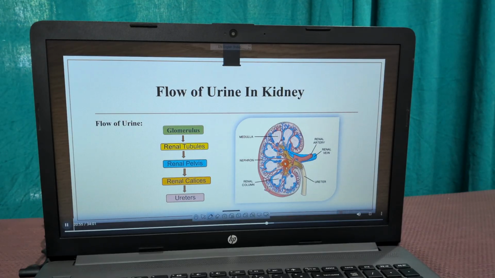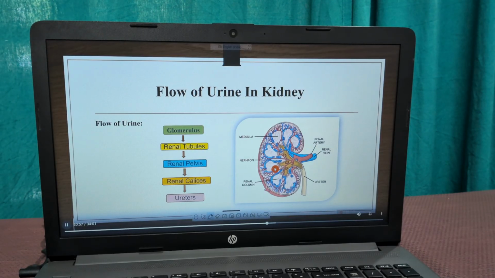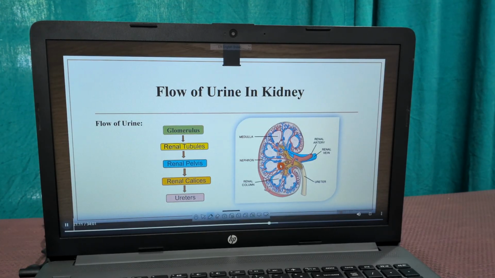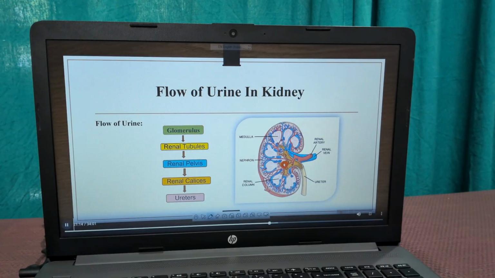So the blood is filtrated in the renal medulla and the renal cortex region. Then the blood is filtrated and the toxic substances are separated into urine. The urine is first of all collected into the glomerulus. Then from the glomerulus it enters the renal tubules. After the renal tubules, it enters the renal pelvis region, where the renal calyces or calyx are attached to the renal pelvis. So the renal calyxes collect the urine.